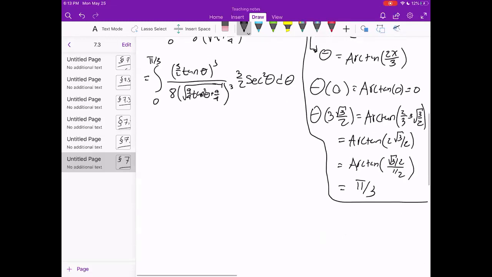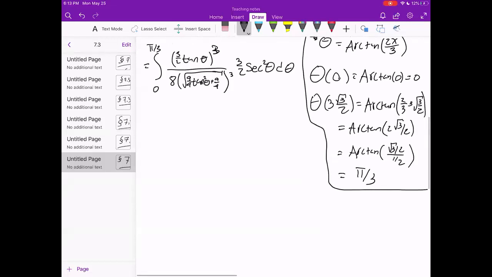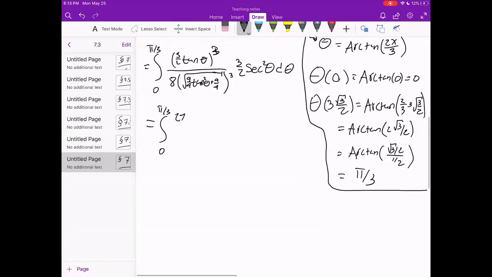And now I'm just going to simplify. So I have everything I need plugged in. And now it's just a matter of simplifying this to get something that we can use. So 3/2 cubed is going to be 27 over 8, tan cubed divided by 8.